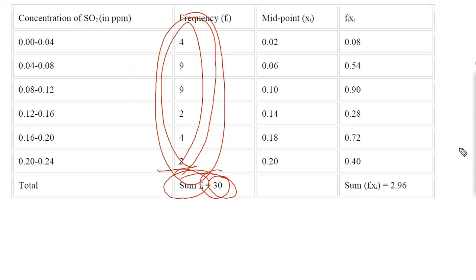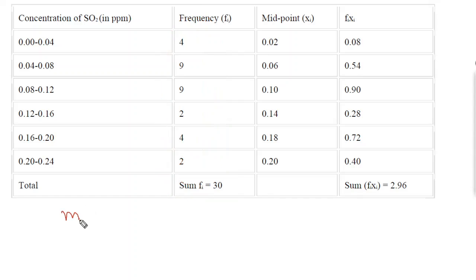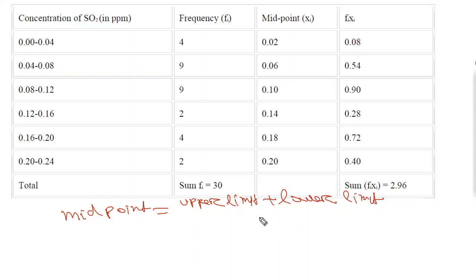Now we have to find the midpoint. Please write midpoint equal to upper limit plus lower limit divided by 2. So 0 plus 0.04 divided by 2 will be 0.02. 0.04 plus 0.08 equal to 0.12, divided by 2 equal to 0.06. Similarly, please find all the midpoints.